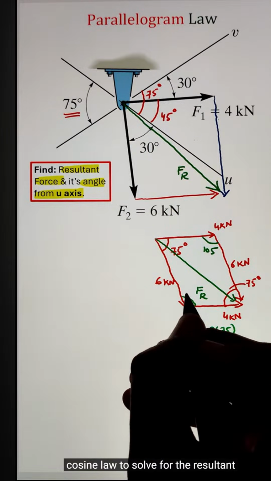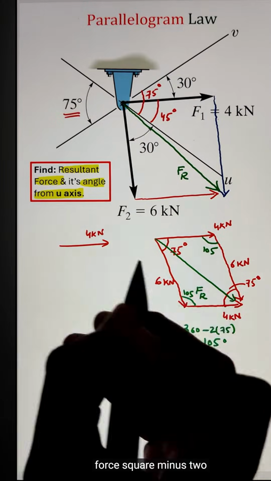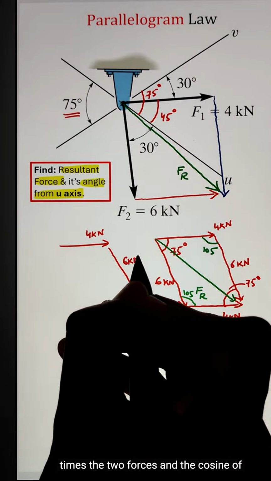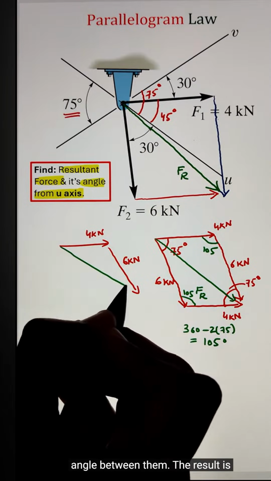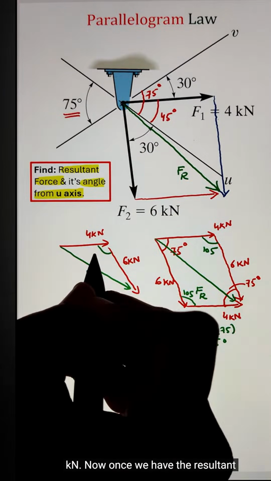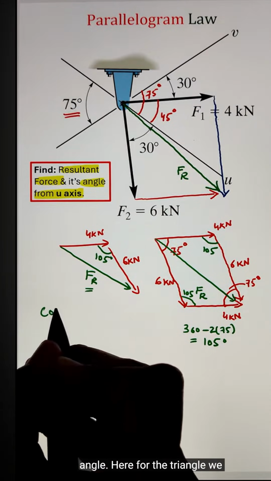That is, square root of our first force squared plus the second force squared minus 2 times the two forces and the cosine of the angle between them. The result is coming as 8.03 kilonewtons. Now, once we have the resultant force, we still need to identify the angle.